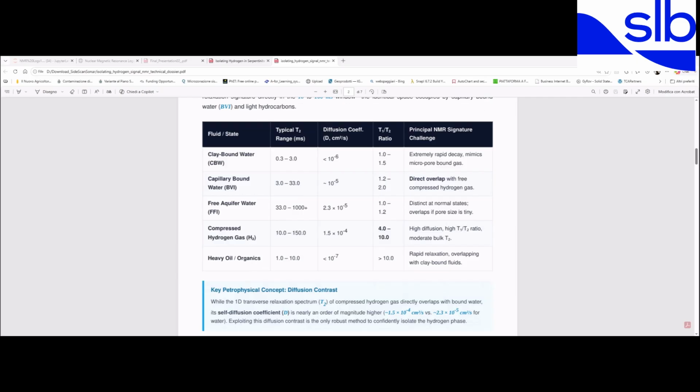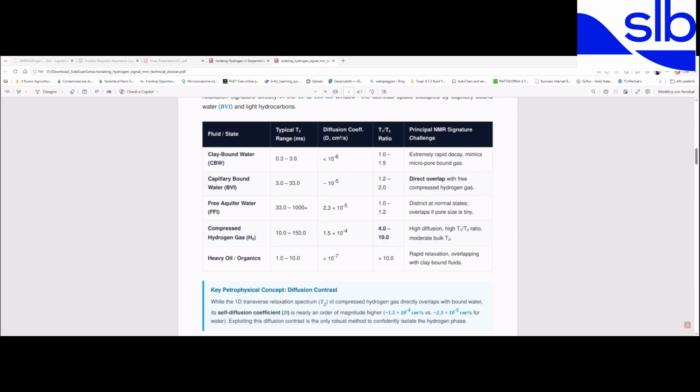So the typical range is very short. You have a range between 0.5 and 3 milliseconds. The diffusion coefficient is 10 to the minus 6. So the ratio between T1 and T2 is between 1 and 1.5. In principle, extremely rapid decay, minimizing micropore bound gas.